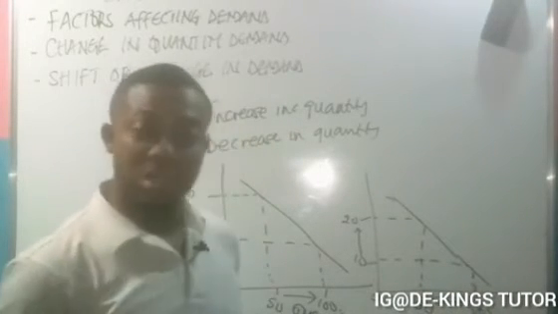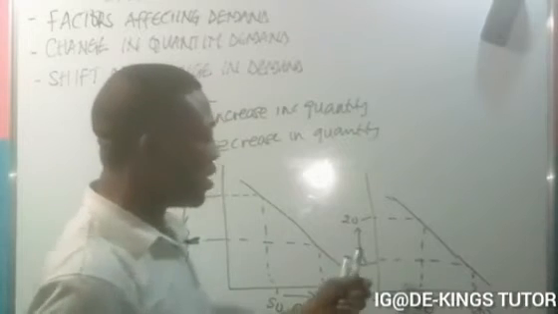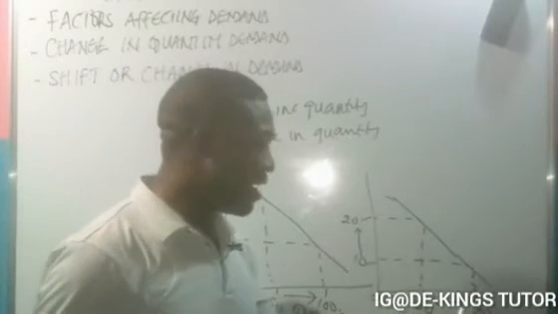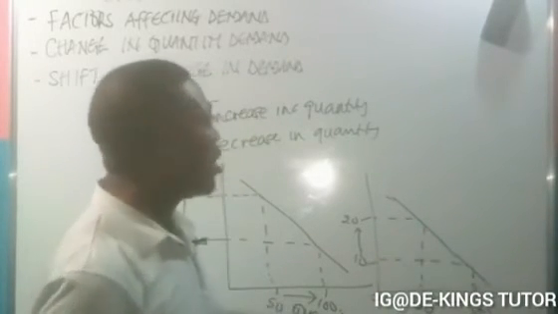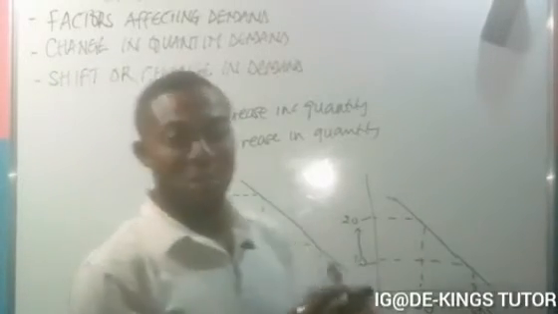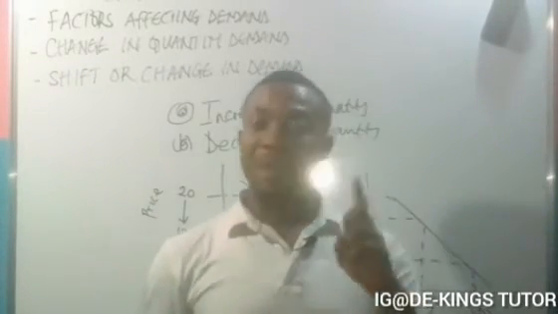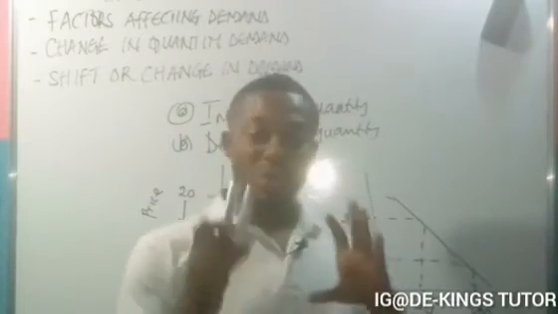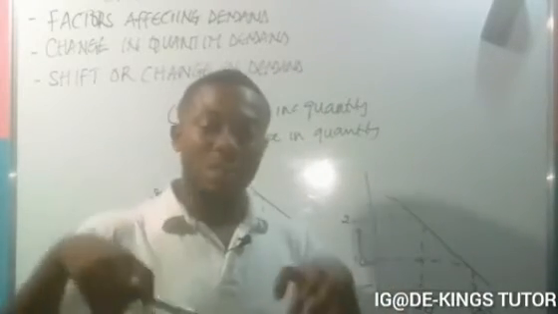The decrease in what? In quantity. Okay? So it arises when there's an increase in price, the quantity what? Goes back. So those are the two aspects of a change in quantity demanded. I remember we said it is caused by price. That's the only reason why there will be change in quantity.